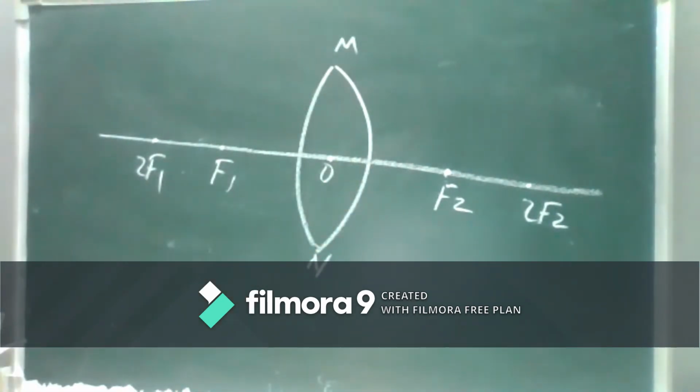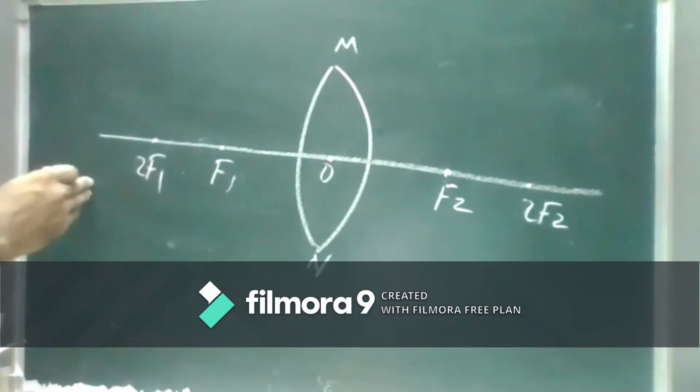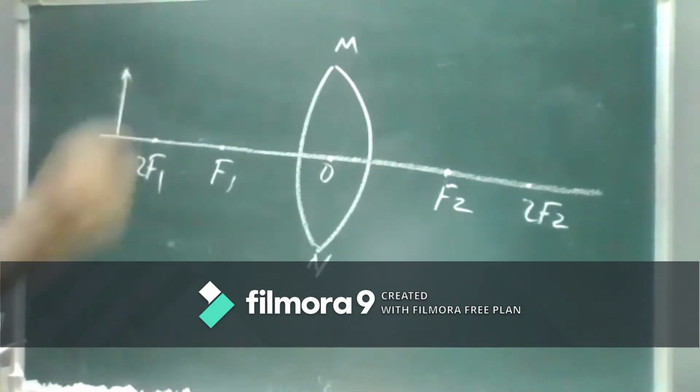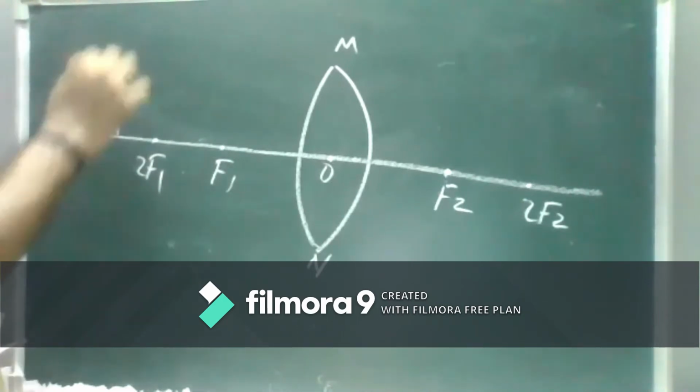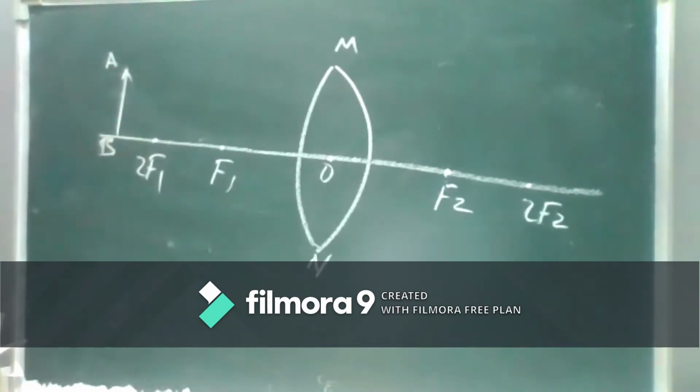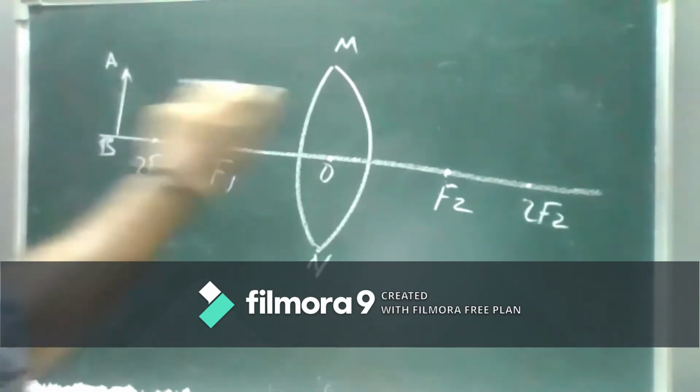Now I'm placing an object beyond 2F1, at a particular height. The object I'm giving is AB. It is your object. So when we are discussing the lens, we have always discussed parallel lines in the mirror.